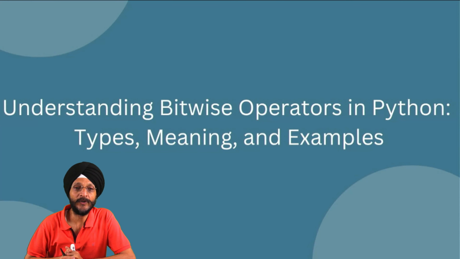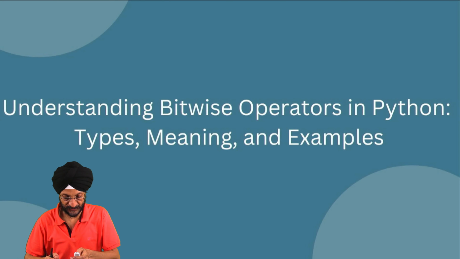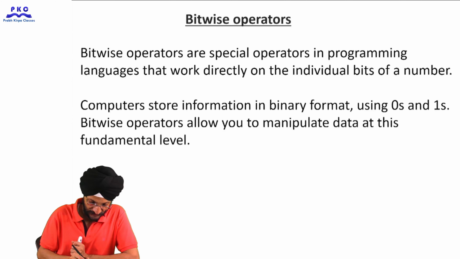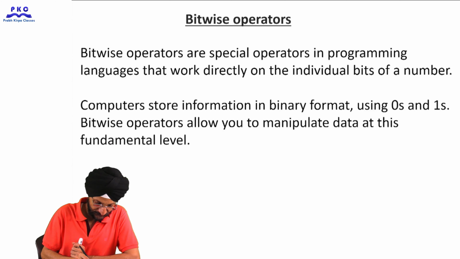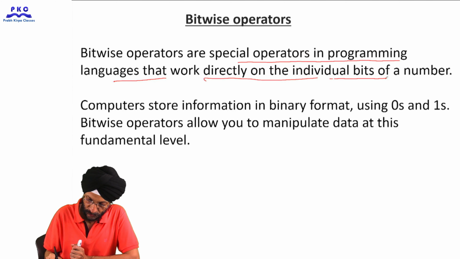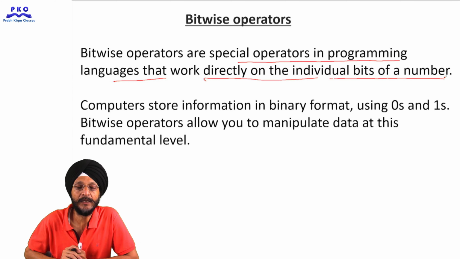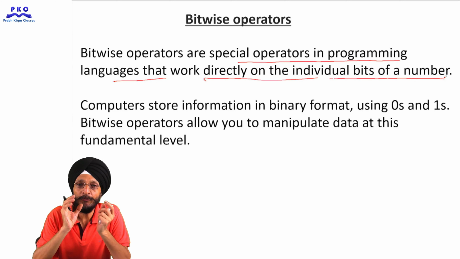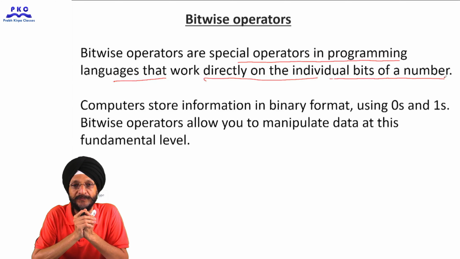Now the topic before us is understanding bitwise operators in Python, types, meaning and examples. So first of all, what are bitwise operators? Bitwise operators are special operators in programming languages that work directly on individual bits of a number. It means that bitwise operators are those operators which work on the individual bits of binary numbers.